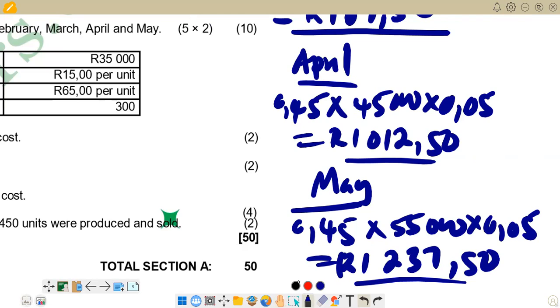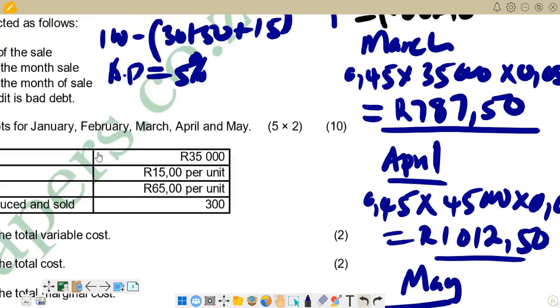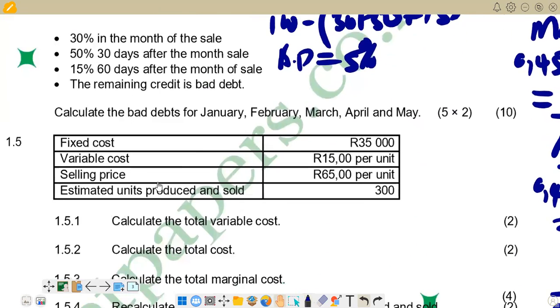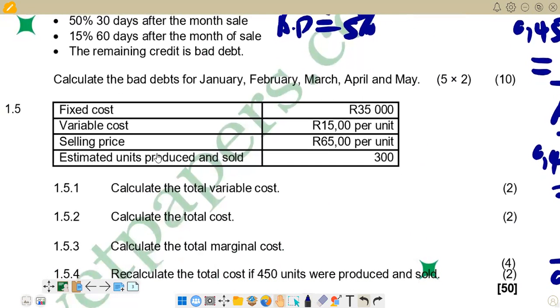Having done that, we can move on to the next part of the question. Let's try to see what we have next. Right, so that's what we have here. We are now going to 1.5, where we are given a table: fixed costs, 35,000. This is representing the total fixed cost on that part of the question. And then we also have variable cost, which we're given per unit, which is 15 rand per unit. Then selling price is 65 rand per unit. Then estimated units produced and sold, we have got 300 units.